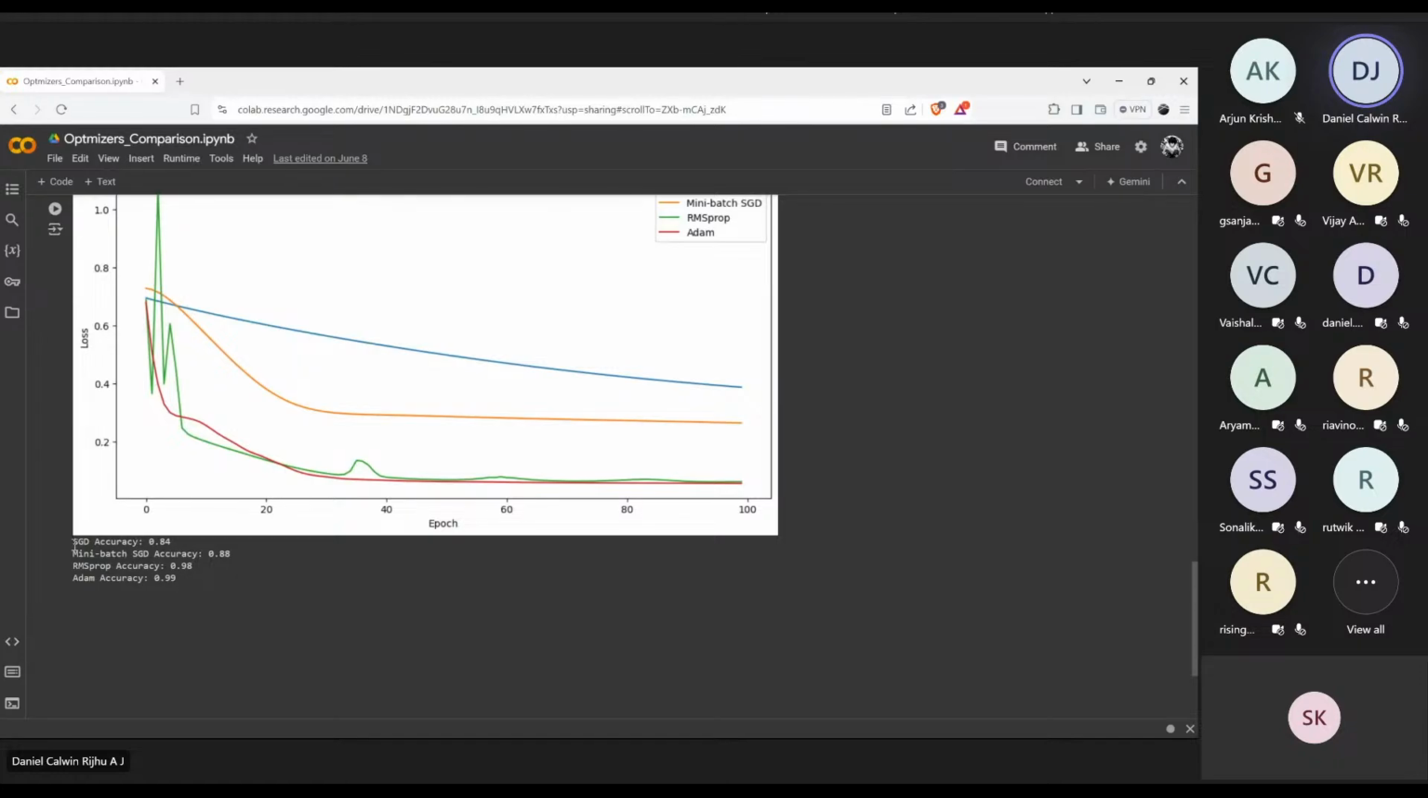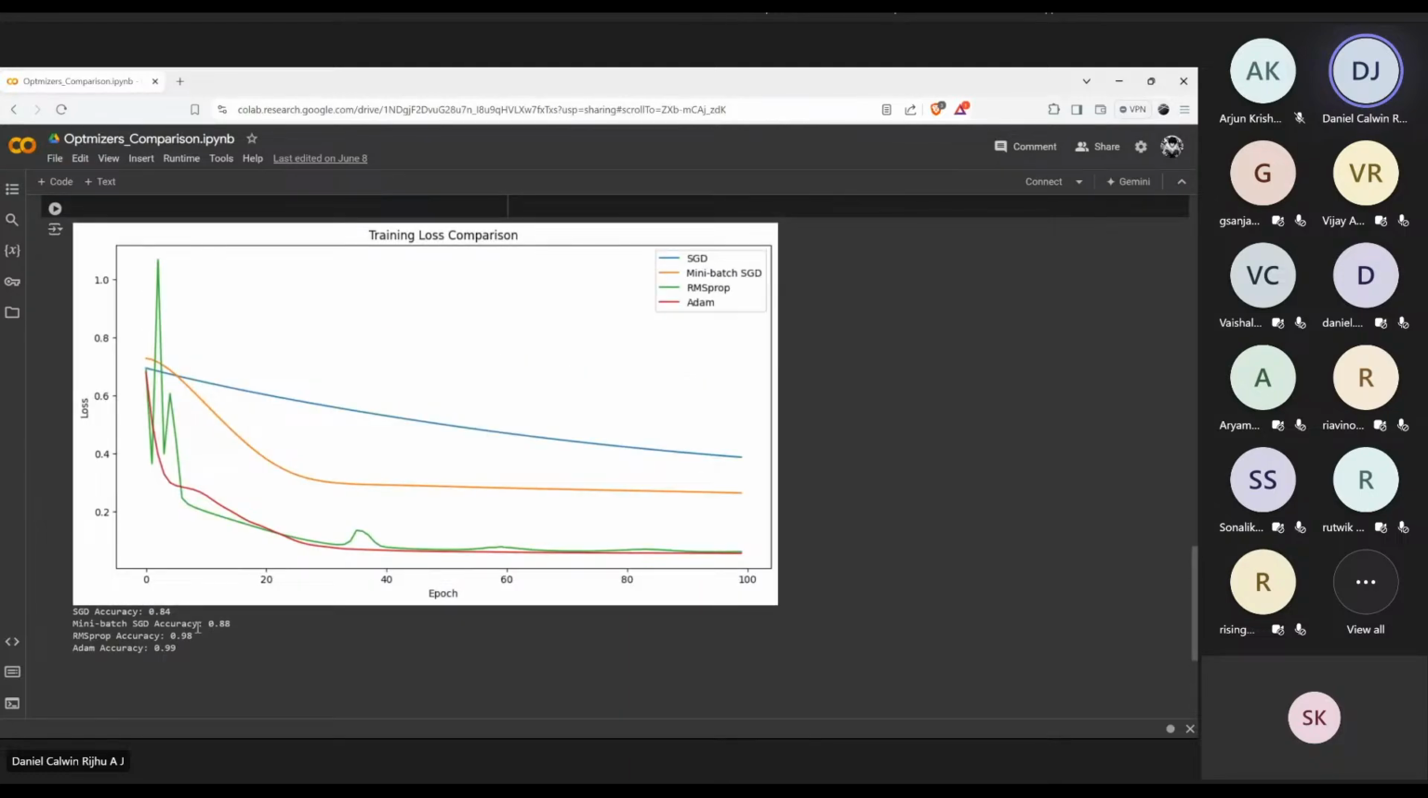So yeah, the SGD has an accuracy of 84%, and the mini batch has an accuracy of 88, which is higher than that of an SGD. And RMSprop has an accuracy of 98%, and Adam has an accuracy of 99%, which is the highest of them all. So this gives us a clear idea about the comparison of accuracies and efficiency between several different optimizers, which are going to be implemented in our model.